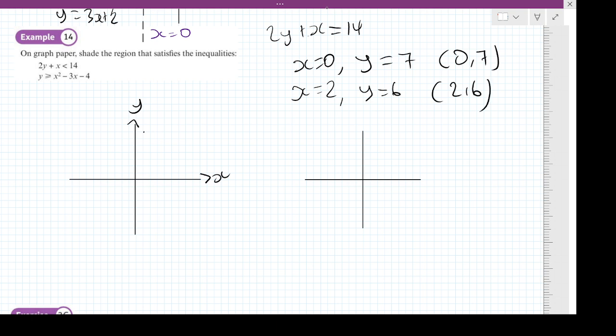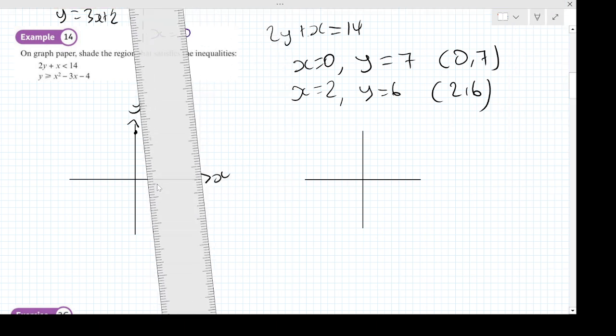2, 6. I can mark these 2 points on our graph. So that would be 1, 2, 3, 4, 5, 7, so 0, 7. Then 2, 6 would be here. There we are. Okay, then we just draw the line, the line that connects the 2 points.